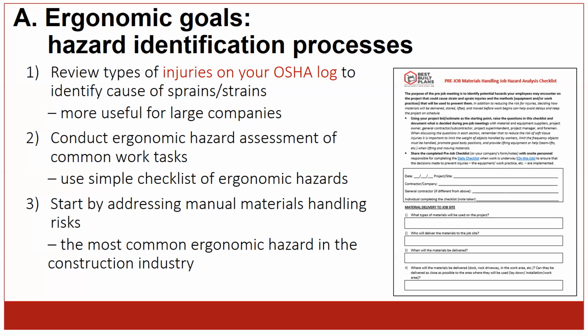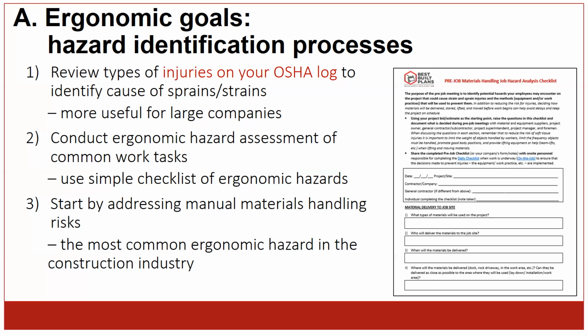Another approach is to conduct an ergonomic hazards assessment of common work tasks. An ergonomic hazards checklist can help. This simple checklist asks you to list the common work tasks, identify ergonomic hazards in each task, and then prioritize the list of hazards to address the highest risk tasks first. This method is feasible for many companies, but not all.